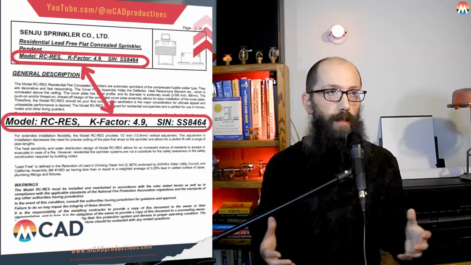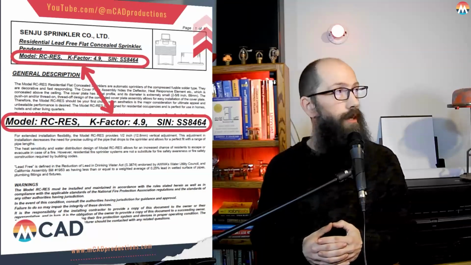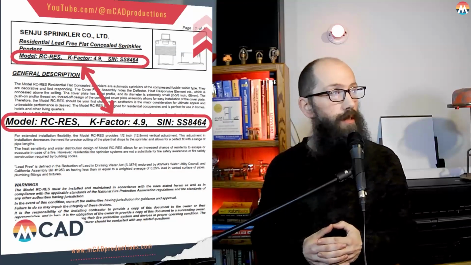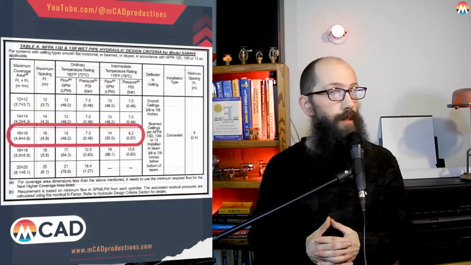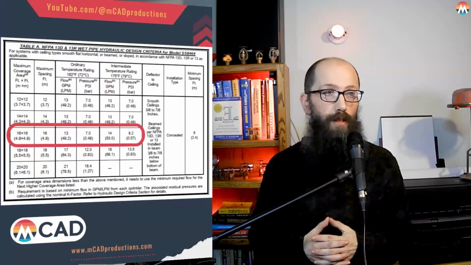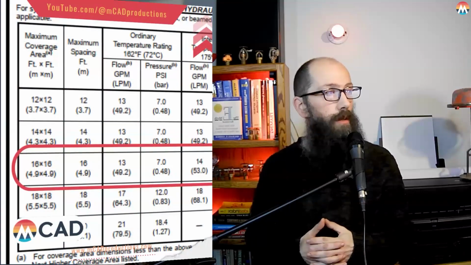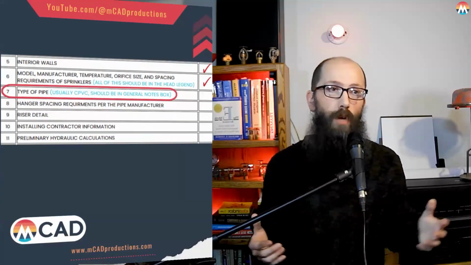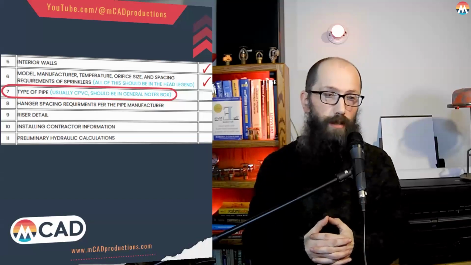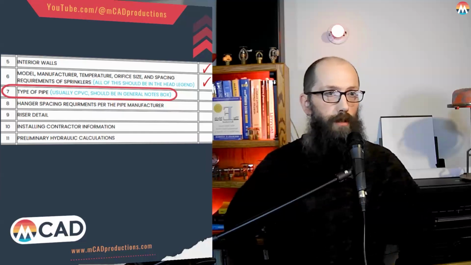You can also find this information on the sprinkler head cut sheet. This is the sprinkler 4.9 K factor. And then in the back, we have the 16 by 16 spacing that we're calculating to. There we go, got a little better view. So all of that is places that we can find the information for trying to fill out number 6.